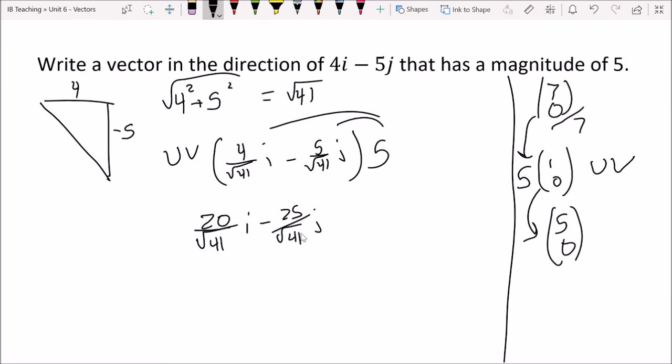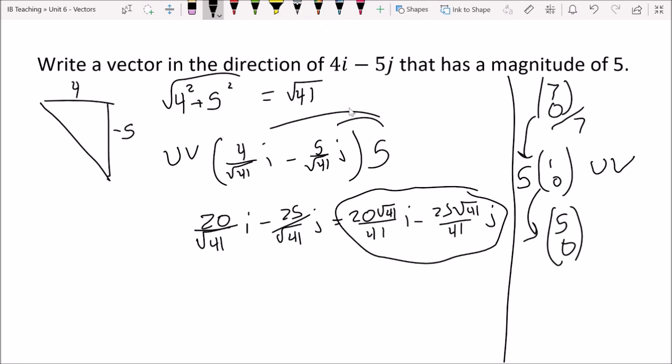Now I'm not going to leave it like that because that has irrational numbers in the denominator, so we're going to rationalize it like this. So we'll get 20 root 41 over 41 i minus 25 root 41 over 41 j. And that now is a vector in the same direction as 4i minus 5j that has a magnitude of 5.